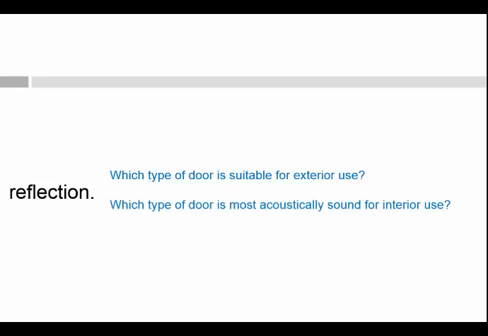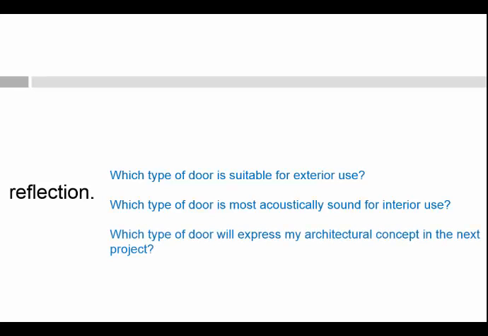Okay, so now we have come to mini part 2 of this part 1 exercise. Reflection. I want you to think which type of door is suitable for exterior use. The answers are there, but this is to summarize what you have learned. Which type of door is most acoustically sound for interior use? We have learned a few doors, the bifold, the sliding. There are so many types. Which type, in your opinion, do you think is most sound for acoustic screening? And the last question, which type of door do you think will express your architectural concept in your house project? This is important. Take some time to understand the door design.